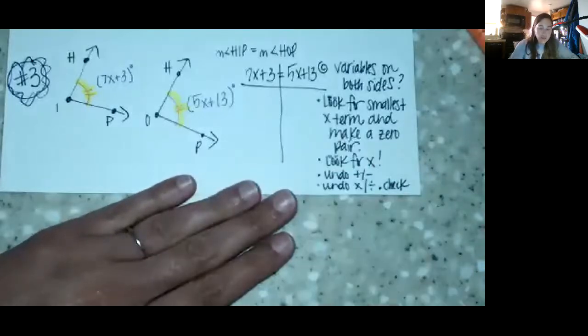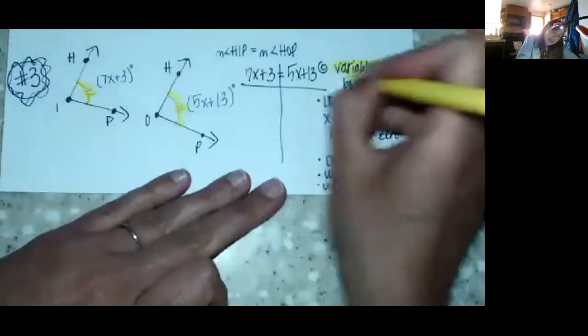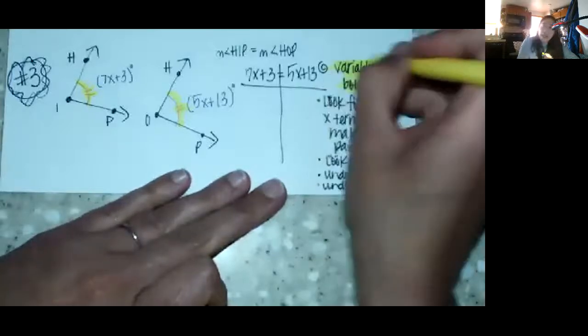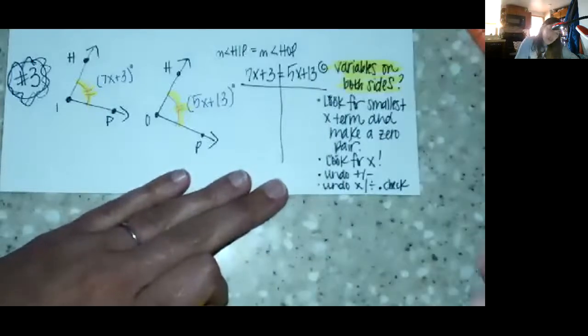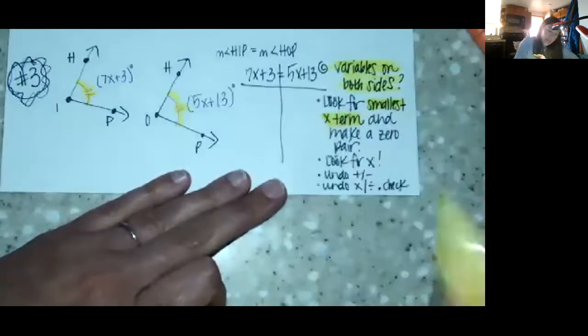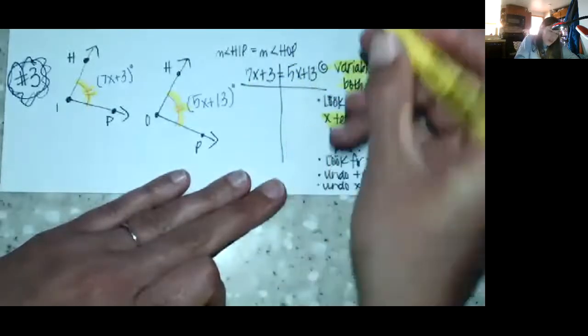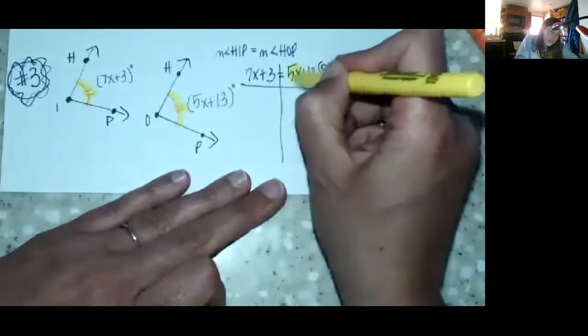So I'm not sure if you remember the strategies from class, but this might be a good thing to write down. If you see variables on both sides, because that's going to happen sometimes, what we want to do is look for the smallest x term. As I look for the smallest x term, I have a 7x and a 5x. So 5x is definitely smaller. So I'm going to highlight that here.